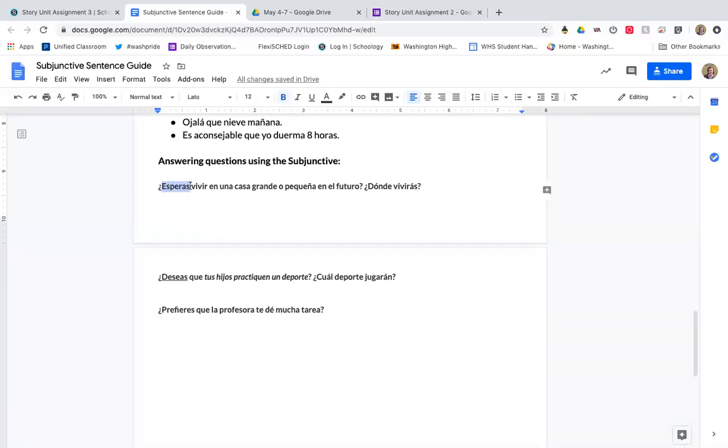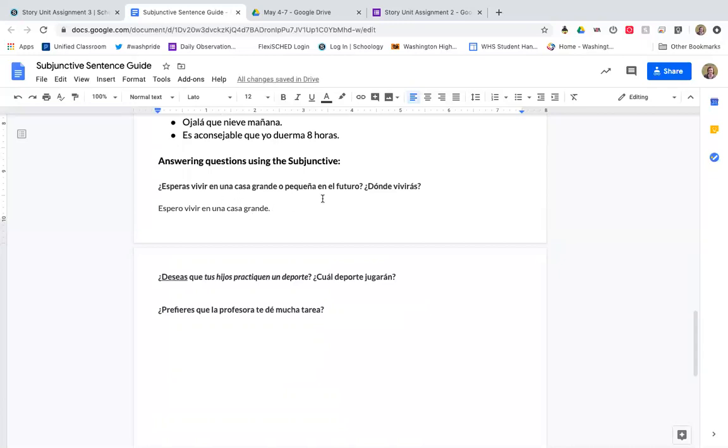Here we have a verb in our indicative present tense. Here we have an infinitive verb, or a verb that has not been changed. And here we have a verb in future tense. When I am answering questions in Spanish, I would use the tenses given in the question. So I'm going to start with indicative present tense, "espero." Then I'm going to use the infinitive, "vivir, en una casa grande."